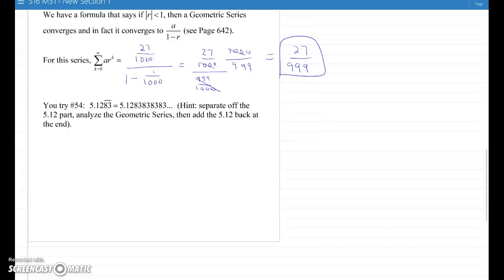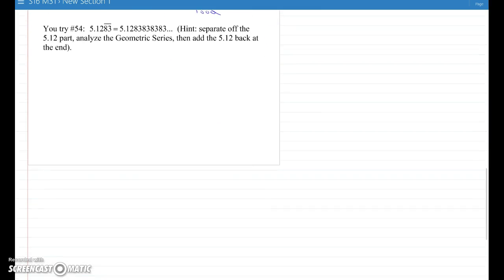So let's try another example. And in this example, you have some parts at the beginning that are not repeating. So I'm going to suggest that you write this as 5.12, then plus 0.0083, and then plus 0.000083, and so on. So I'm going to just keep this 5.12 part over here at the edge and add it back on at the end of the problem.